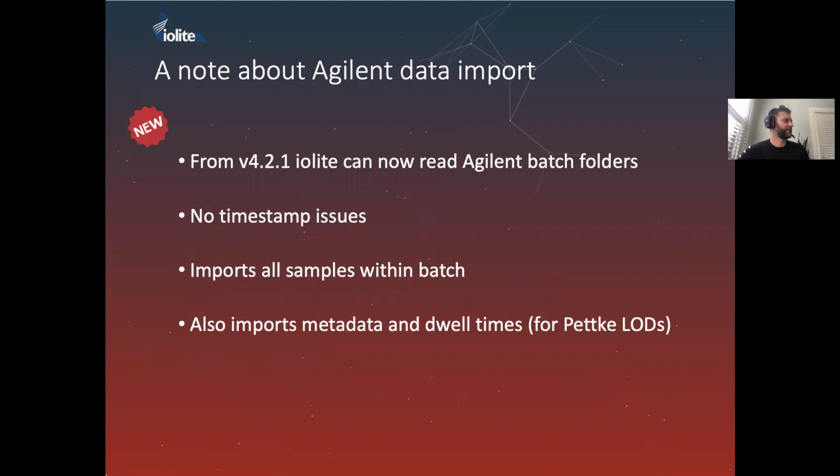One thing about the Agilent data import is that you can actually now import the entire batch folder. The advantages of doing that is that there is a file in there that has a set format. So we don't have any timestamp issues. You don't have to set the time format. It'll just read it and work for you. And it automatically imports all samples within the batch. And it also imports the metadata. So for example, the dwell times will come in automatically, and that can be really handy if you're calculating more advanced, excuse me, limits of detection.